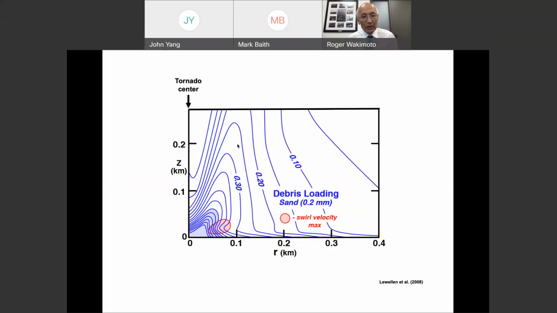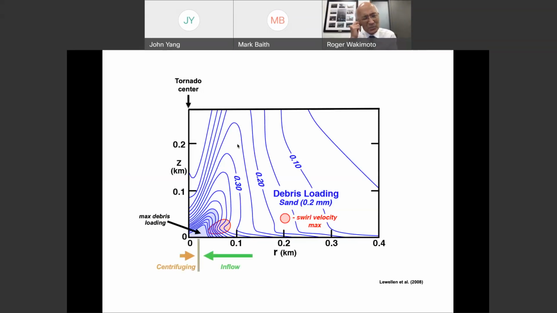So this is, again, an azimuthal average. The blue lines are debris loading, as I said. The shaded blue is very large debris loading. And the only other thing to explain on this figure is the red shading, which is where the maximum rotational velocities are. And you notice the max debris loading is off the center of the axis. It's outside of the center of the tornado. So simulations have shown this too.